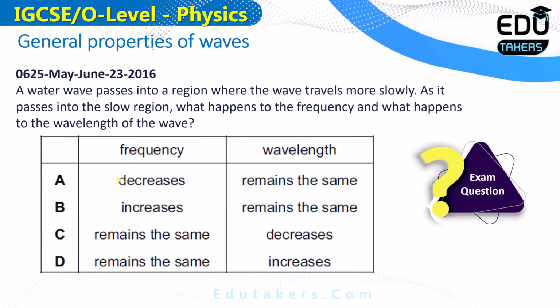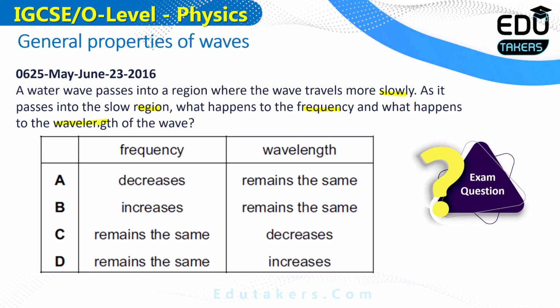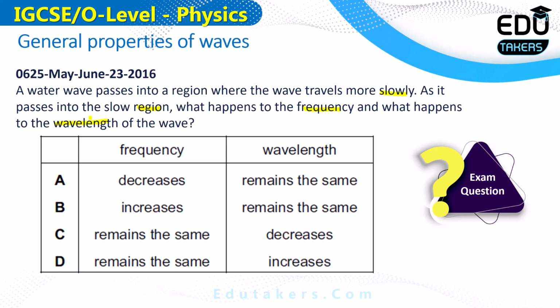Here is the exam question that appeared in May-June 2016. A water wave passes into a region where the water travels more slowly. As it passes into the slow region, what happens to the frequency and what happens to the wavelength of the wave? So you have to explain here what will be the effect on the frequency and wavelength when the water waves move into the region where the waves move slowly.